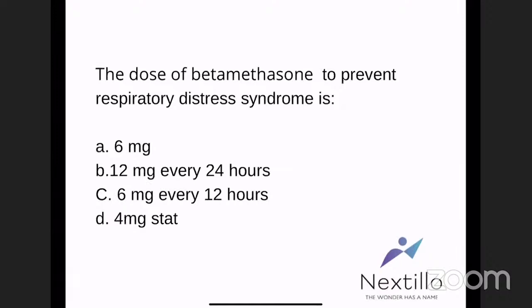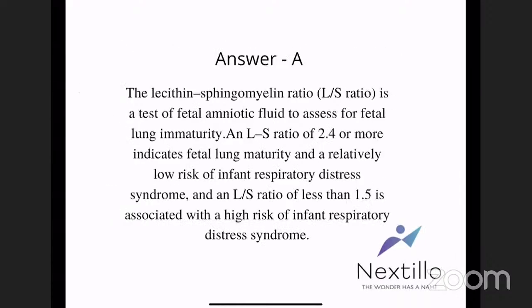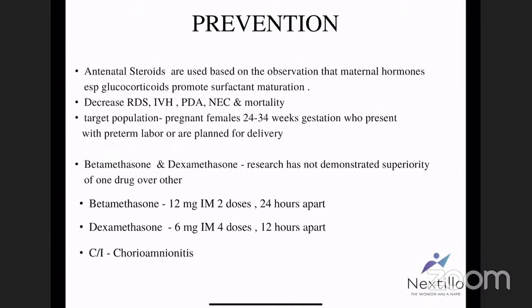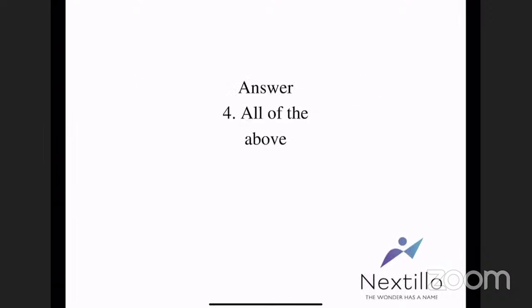The next question is again about steroids. The dose of betamethasone to prevent respiratory distress syndrome is A, 6 mg, B, 12 mg every 24 hours, C, 6 mg every 12 hours, or D, 4 mg stat. So the answer here is 12 mg every 24 hours. If we go again to our prevention of hyaline membrane disease and the use of antenatal steroids, the dose can be betamethasone 12 mg intramuscular, 2 doses 24 hours apart, and dexamethasone is 6 mg intramuscular, 4 doses 12 hours apart. So this was about the betamethasone use.